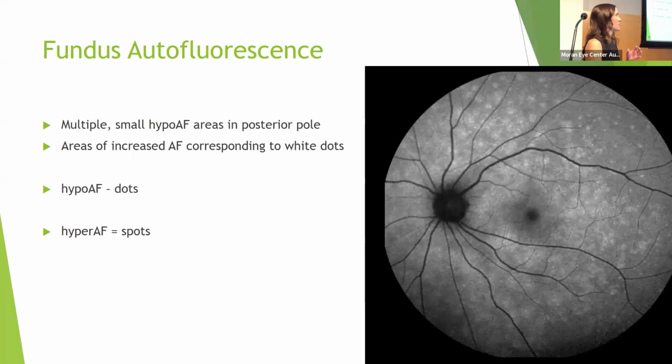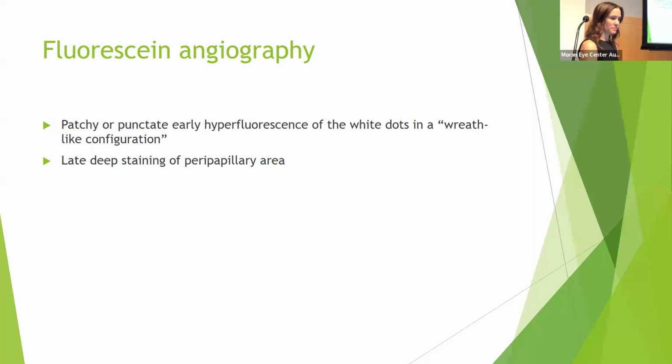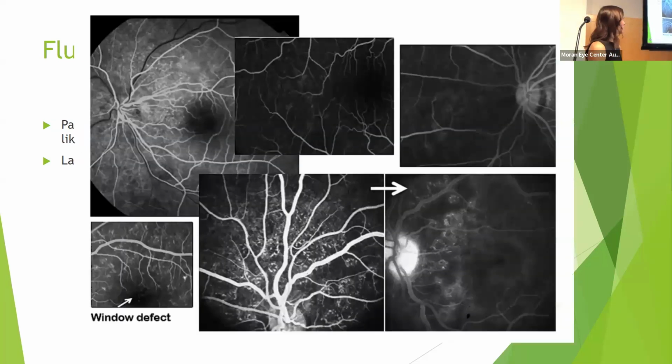There are different reports in the literature describing some hypoautofluorescence of the spots on autofluorescent photos, but I think this is the most classic appearance. All the ones I've seen of MEWDS look like this, where it's only the hyperautofluorescence sort of speckled into the macula and surrounding region. Fluorescein angiography shows typical multifocal white spots to be hyperfluorescent in the early phases, and with some mild staining later on, and these groups of hyperfluorescent dots create this wreath-like pattern. That's kind of one of the buzzwords on the boards as well.